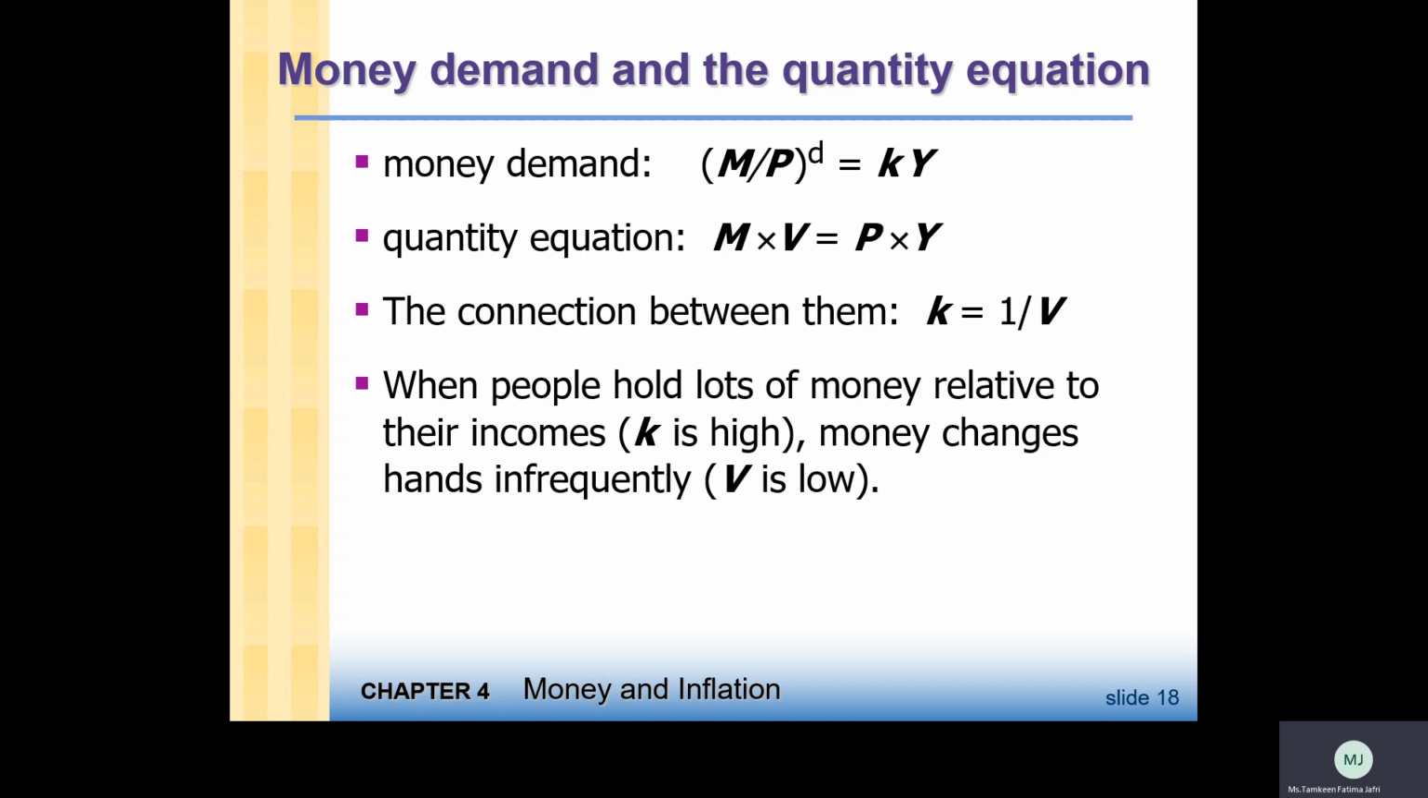Similarly, if K is low and you don't want to hold on to a lot of your money, that means money is circulating more quickly in the economy. So that's the connection between money demand and the quantity theory. Later on, I'm going to modify the money demand by incorporating some other variables other than Y, which can also influence the money demand, but we're going to see that later.